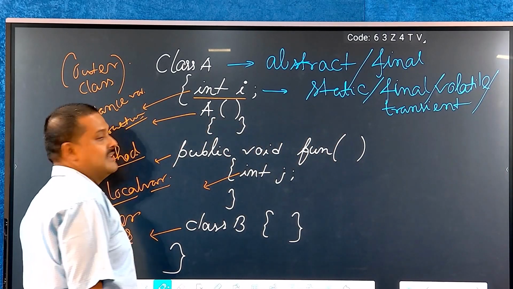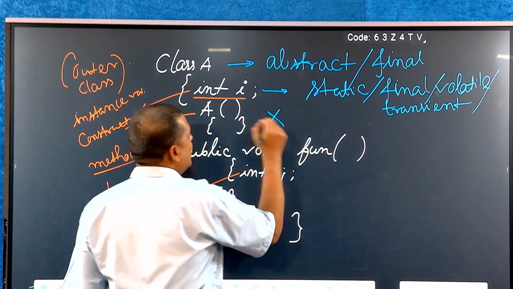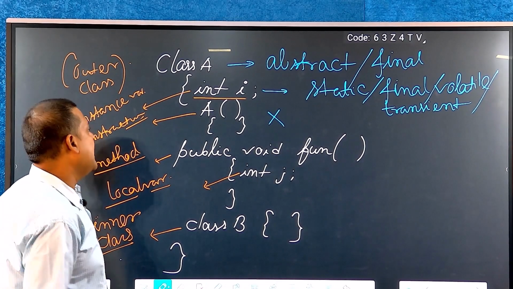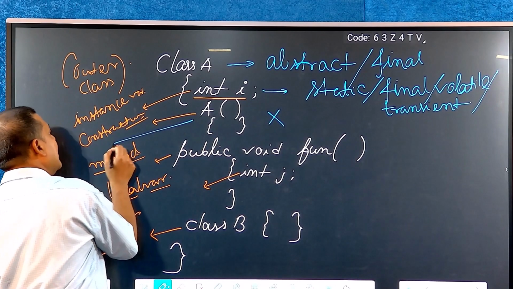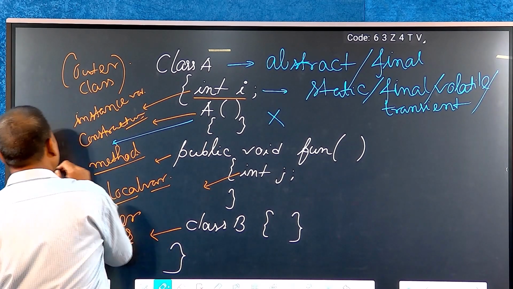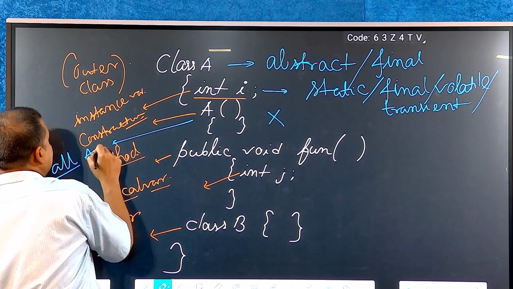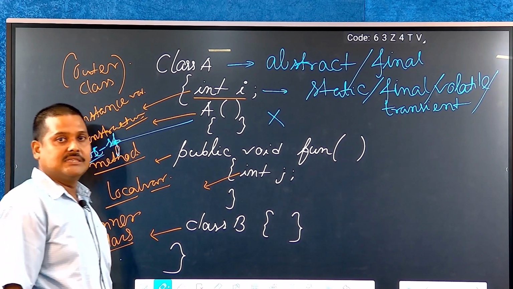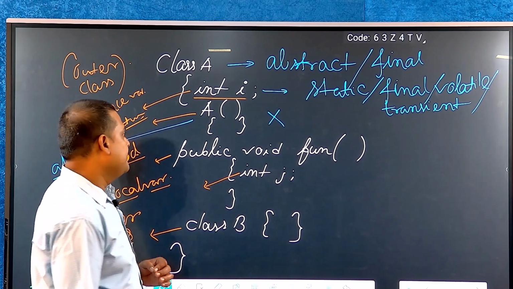The constructor can't have any non-access modifiers. We can't define any constructor with a non-access modifier, but it can have all types of access specifiers or access modifiers. Those are public, protected, private and default.